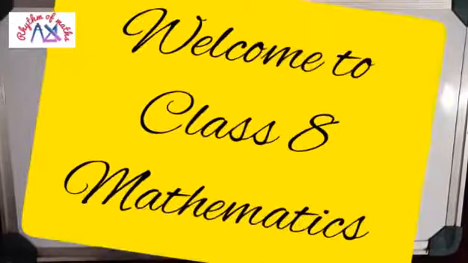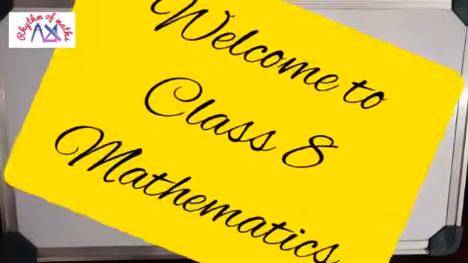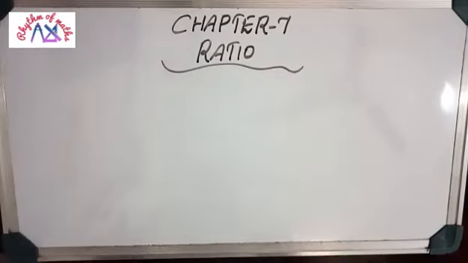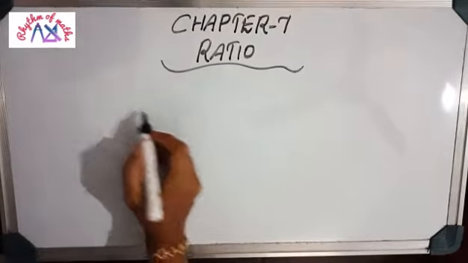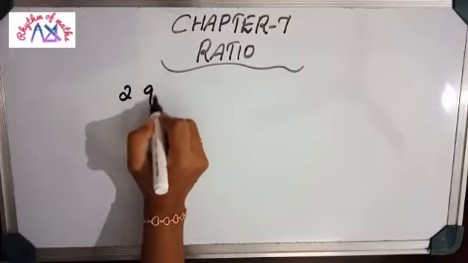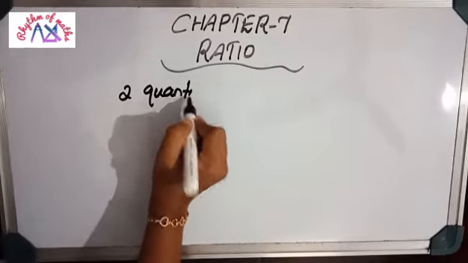In this video we are going to learn a new chapter. Chapter 7, ratio. Ratio is a very important concept of mathematics. It means the relation between two quantities in a particular measurement.